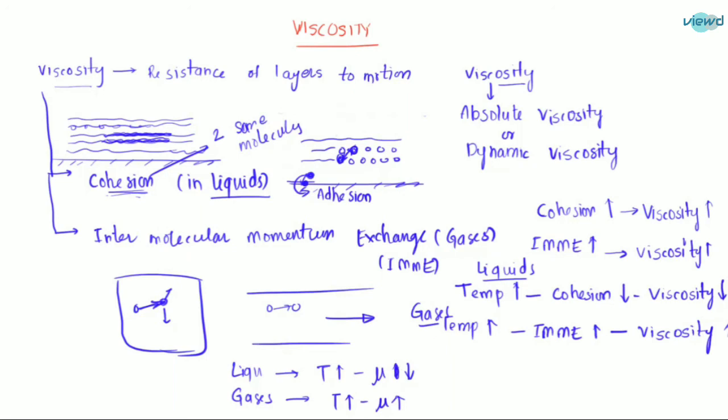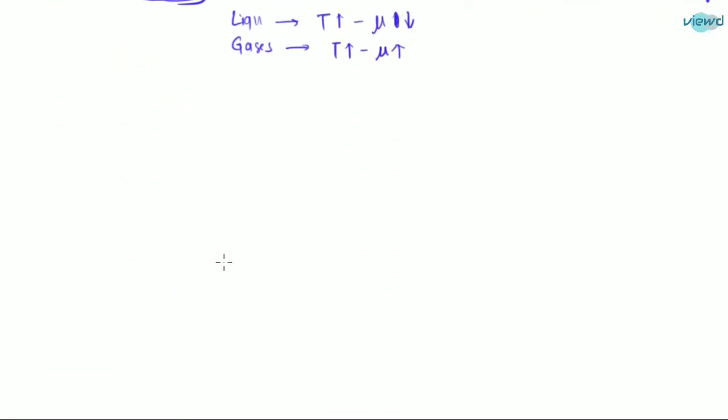So if we plot a graph between temperature and viscosity, this is viscosity, this is temperature. This is for liquids, this is for gas. As temperature increases, viscosity decreases. So this is liquids. And this is for gases. Temperature increases, viscosity also increases.